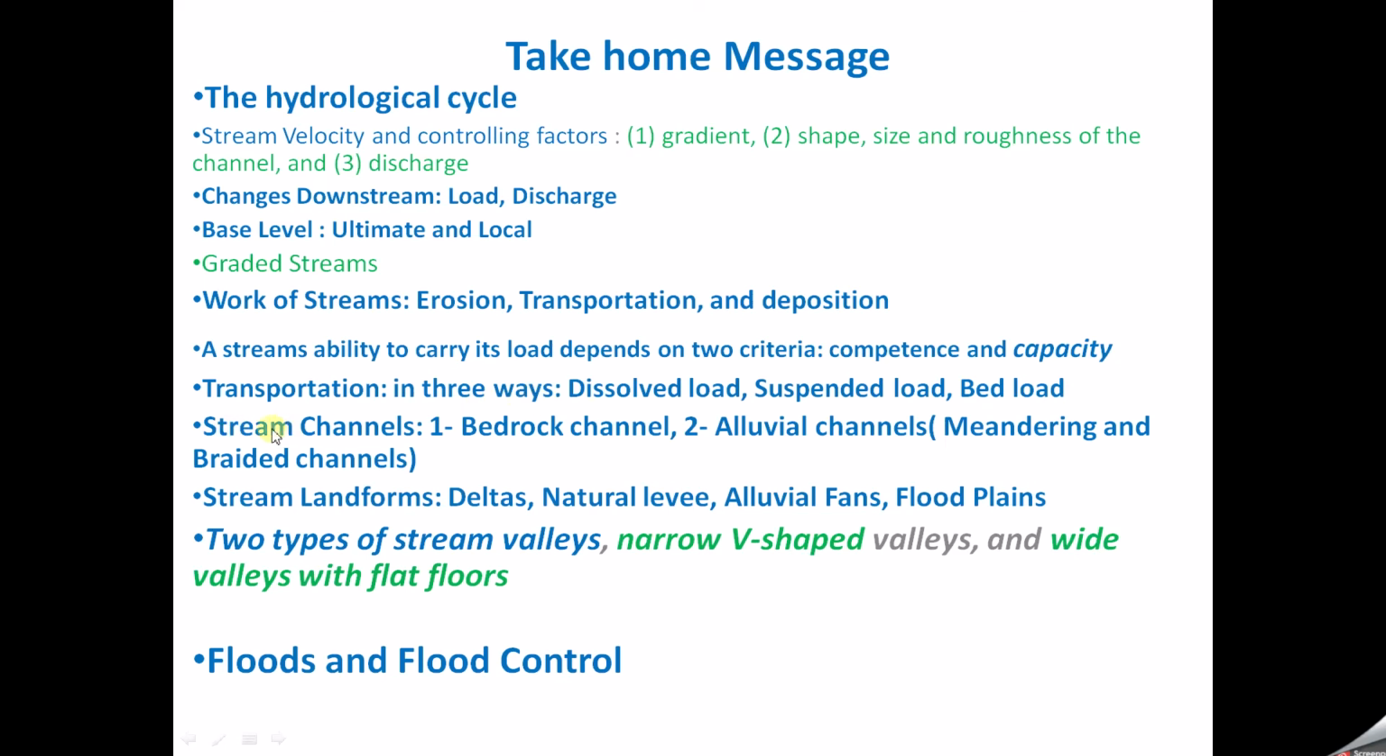And stream channels, we found there are bedrock channels and alluvial channels that include meandering and braided streams. And stream landforms: deltas, natural levees, alluvial fans, floodplains. And there are two types of stream valleys: narrow V-shaped valleys, which are in the mountains most of the time, upstream near the stream head, and wide valleys with flat floors close to the stream mouth. And we looked at the floods and flood controls.